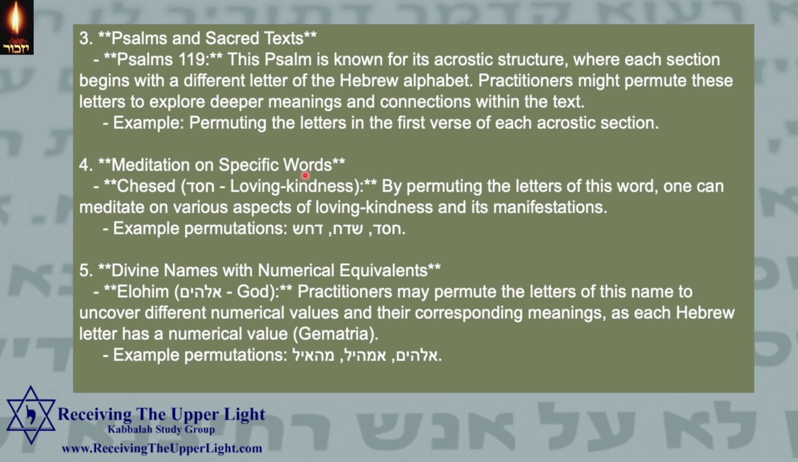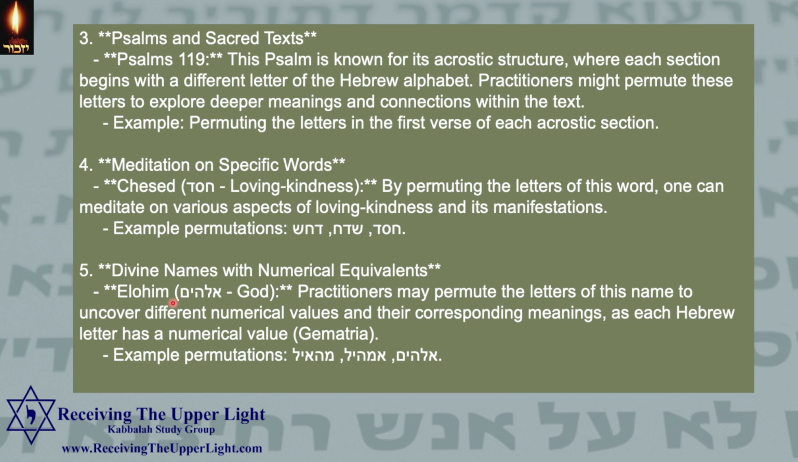There's also a meditation on specific words. Here we have the word chesed, loving kindness. You permutate the letters of this word and you can meditate on various aspects of loving kindness and its manifestation. For example, this is the word chesed, chet, samek, and dalet, and then you can put different letters. You can see here the shin, the dalet, and the hey. So you're changing the samek for the shin, right? Because that has this sound of wind and fire in there. That's basically what you're doing. You can do this type of exercise as well.